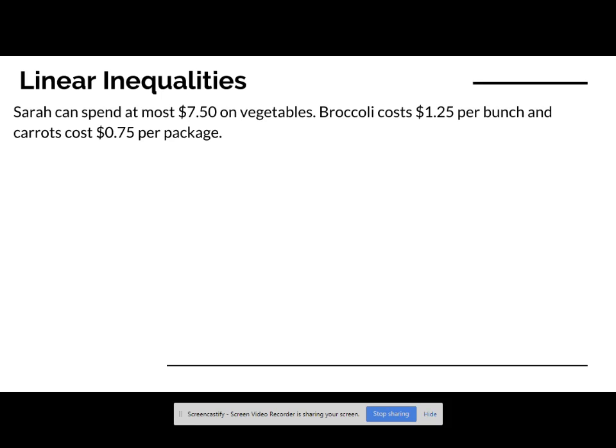So at least means more would be great. If I made 200, that'd be awesome. But I can't make less. I need to make at least $100. So at least means greater than or equal to when we use those terms in English.